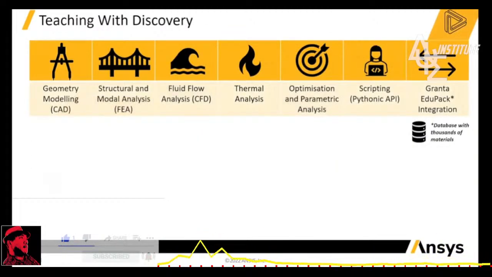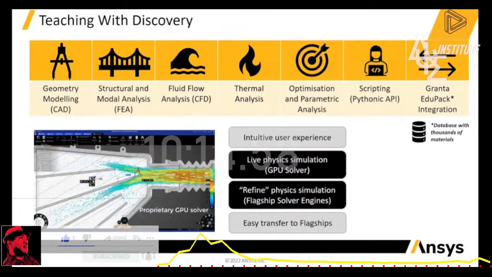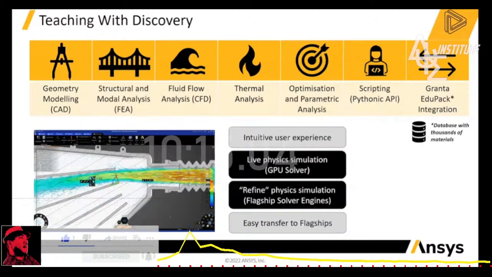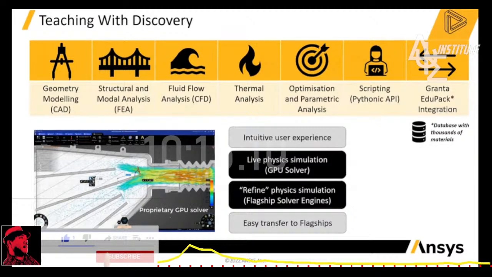Now, the software includes different functionalities in one single tool. This includes, for instance, geometry modeling, so your CAD environment, structural modal analysis, fluid and thermal simulation, but also some optimization such as parameterization, topology optimization, and scripting functionalities. Selection software from the Granta family gives you access to thousands of material data sheets to conduct a realistic product design case. It does all of this within a very intuitive user experience, with a live physics simulation solver, which provides you almost instantaneous results, and you can still transfer all your results to our flagship software like Mechanical and Fluent to do more in-depth analysis.